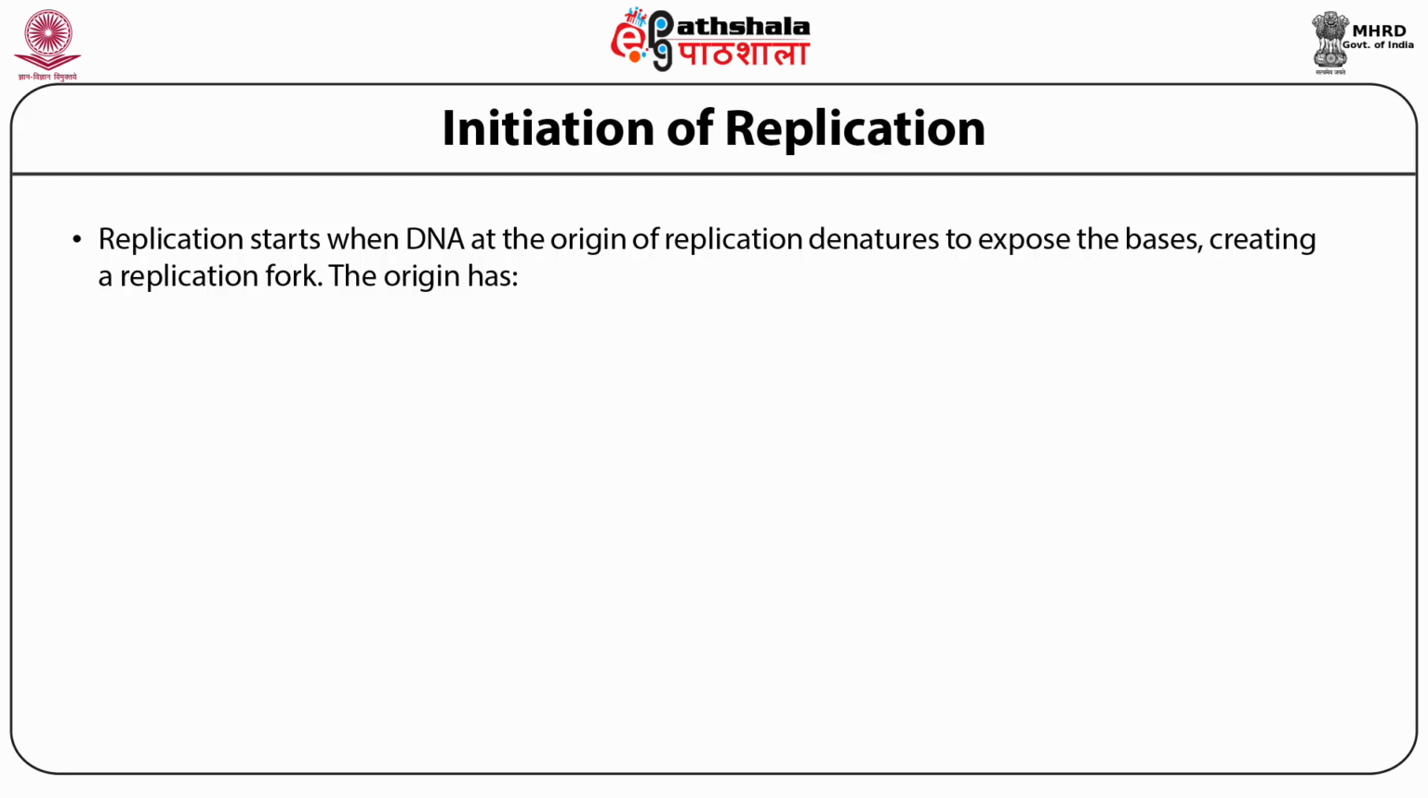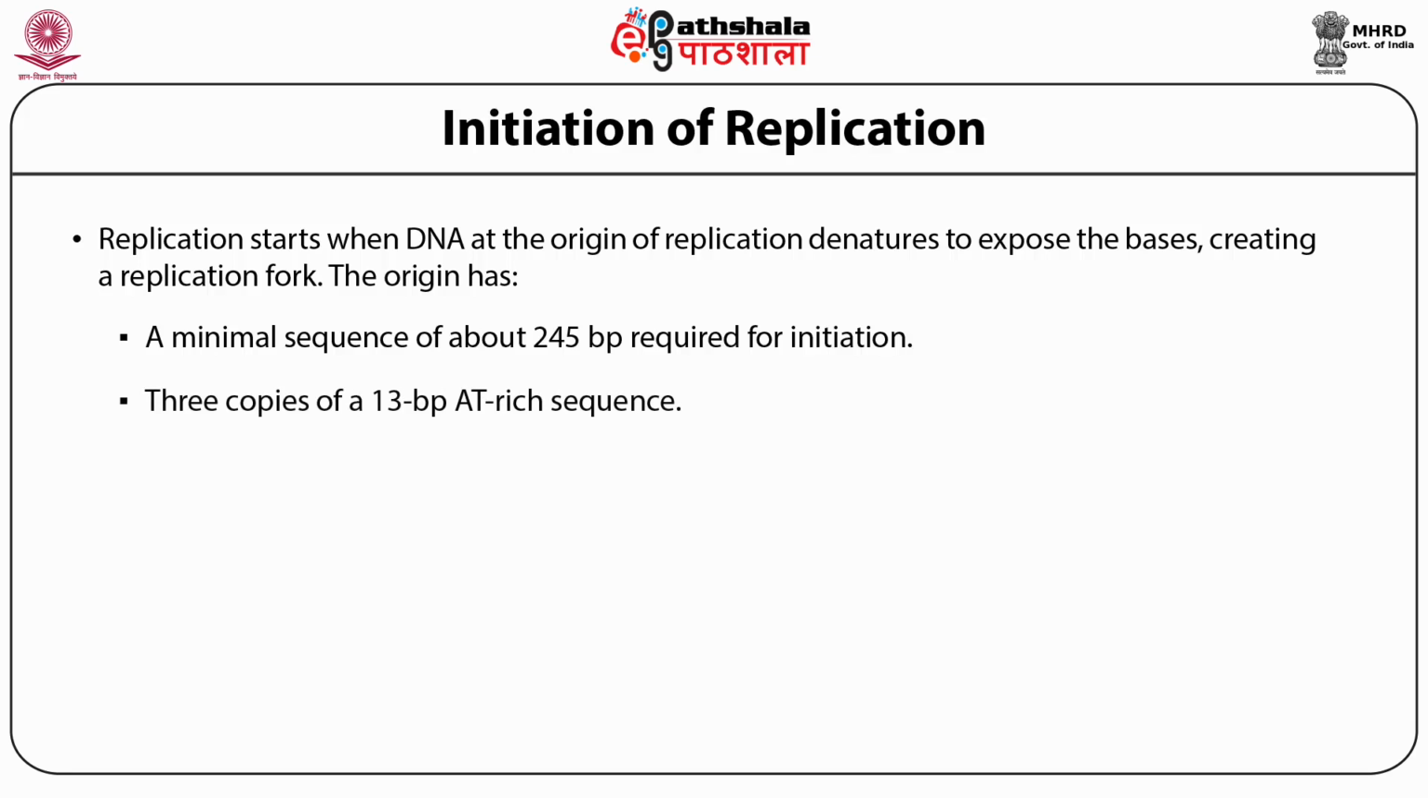Now, this origin has a specific sequence. It has a minimal sequence of around 245 base pairs. Along with that, it also has 3 copies of a 13 base pair AT rich sequence and 4 copies of a 9 base pair sequence. What is the importance of the AT rich sequence? As you know, AT sequences usually have a lower Tm when compared to the GC sequences in the DNA.